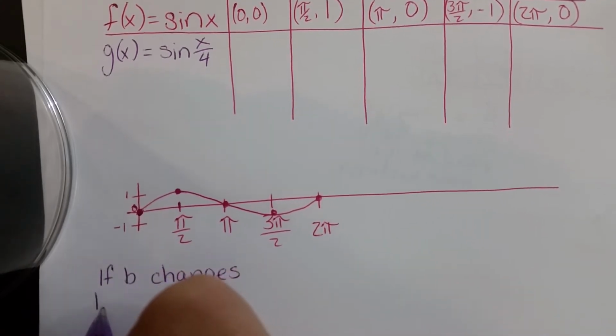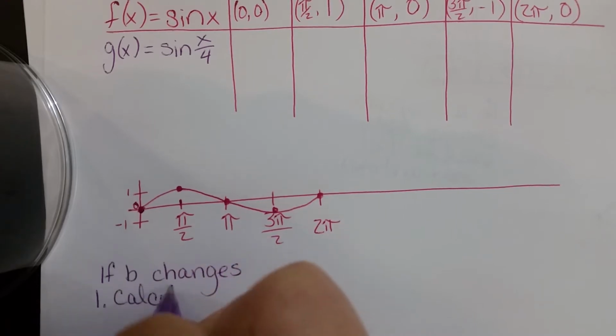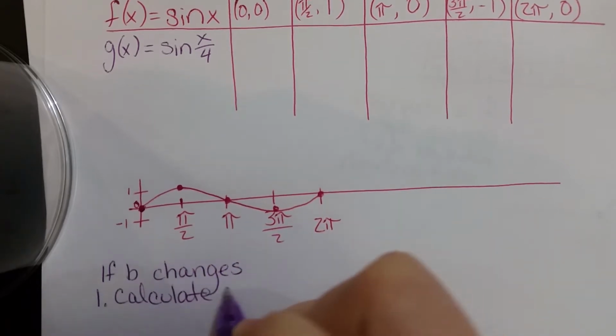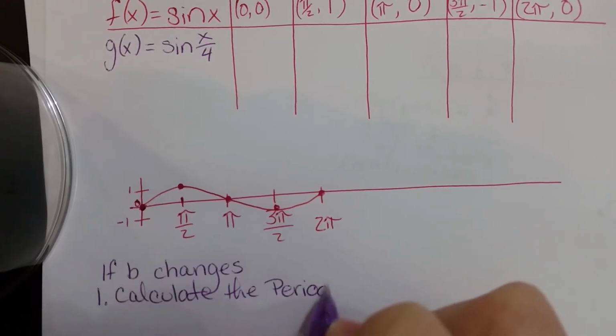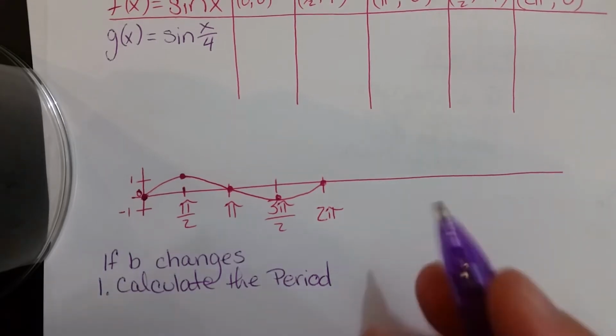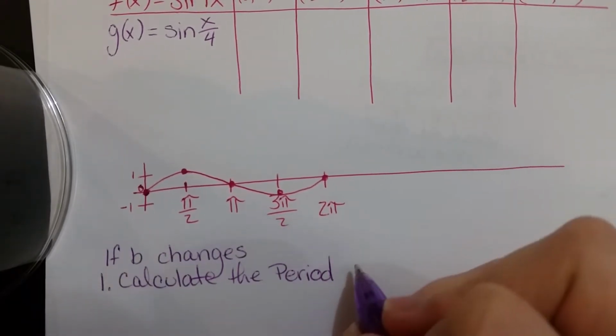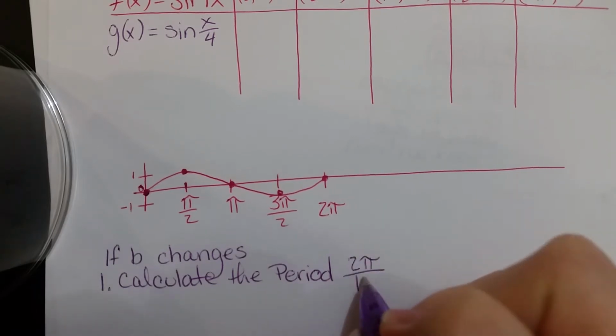basically step 1 is that you need to calculate the period. The period has a formula, and it was in the investigation. It's also in your notes or in the textbook on page 262. So the period is going to be 2 pi over the absolute value of b.